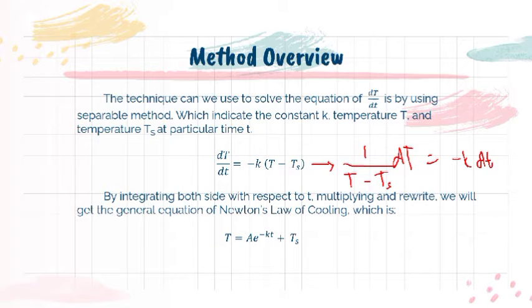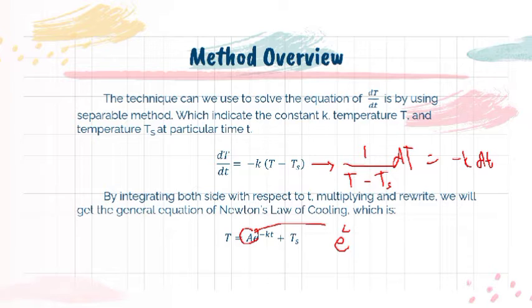After we get this equation, we need to integrate with respect to t. Multiplying and rewriting, we get the general equation of Newton's law of cooling, which is T equals A e to the power of negative kt plus Ts, where A is e to the power of C. Since it is a constant, we rewrite it as A.